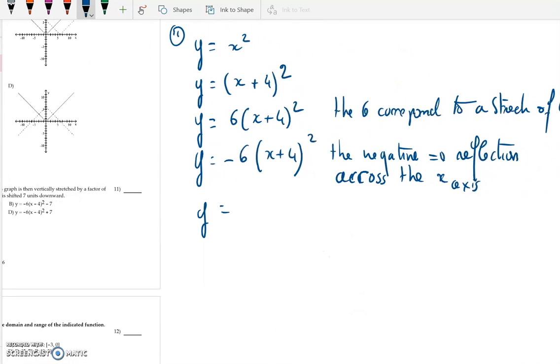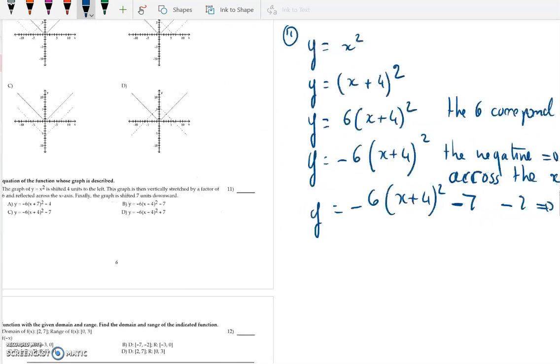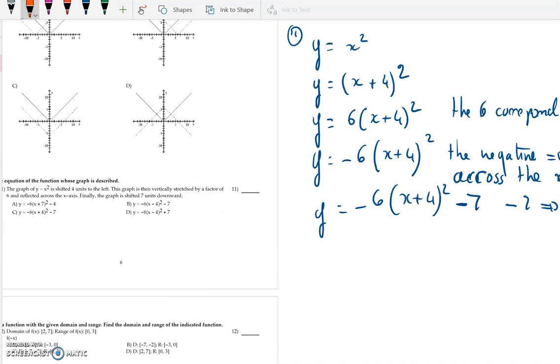So I'm going to end up with negative 6 times (x plus 4) squared. Shifted 7 units downward, that means minus 7. Minus 7 corresponds to a shift downward. And when you compare that with all the answers, the answer is supposed to be C.